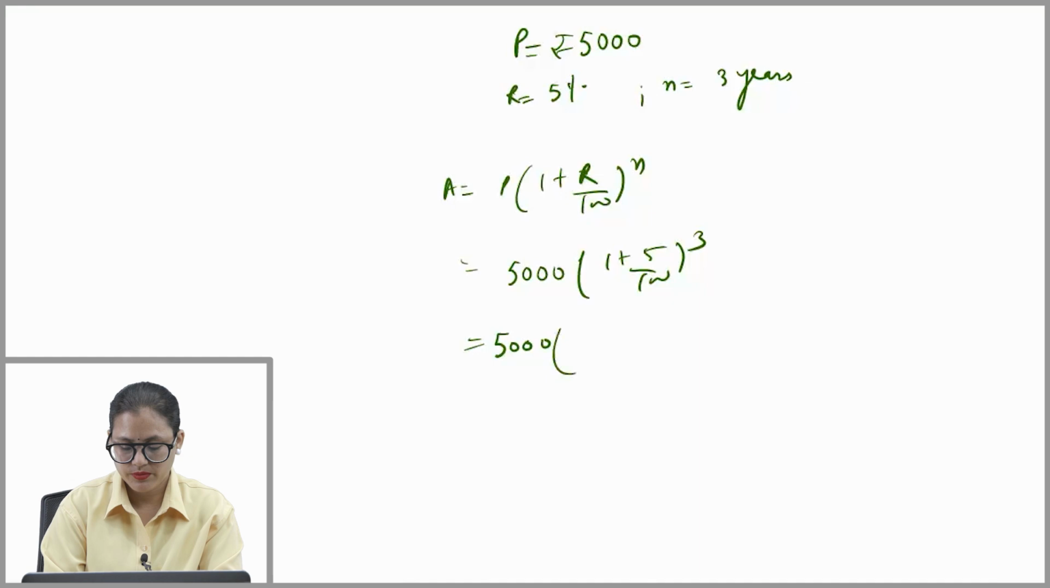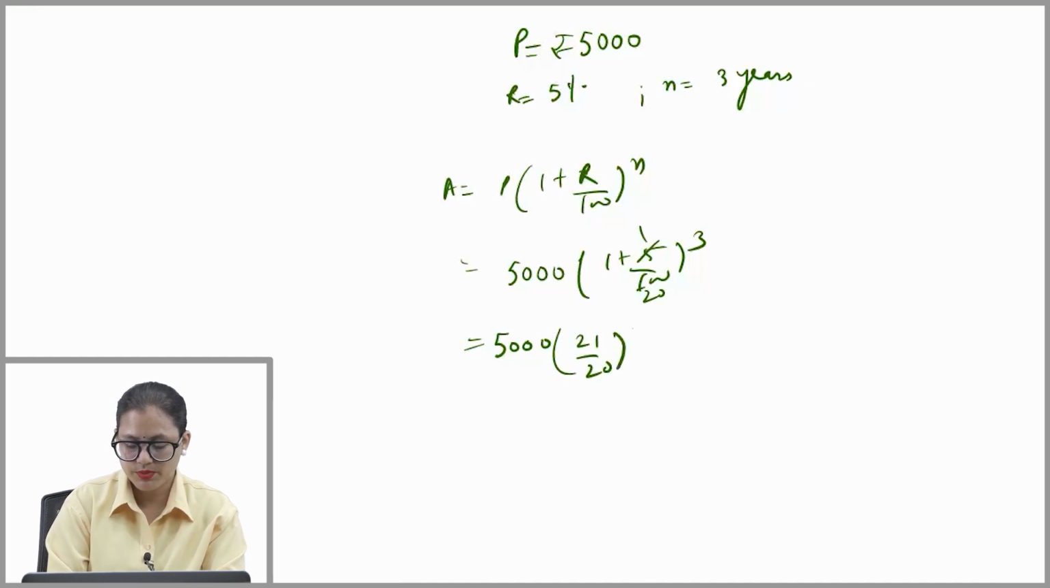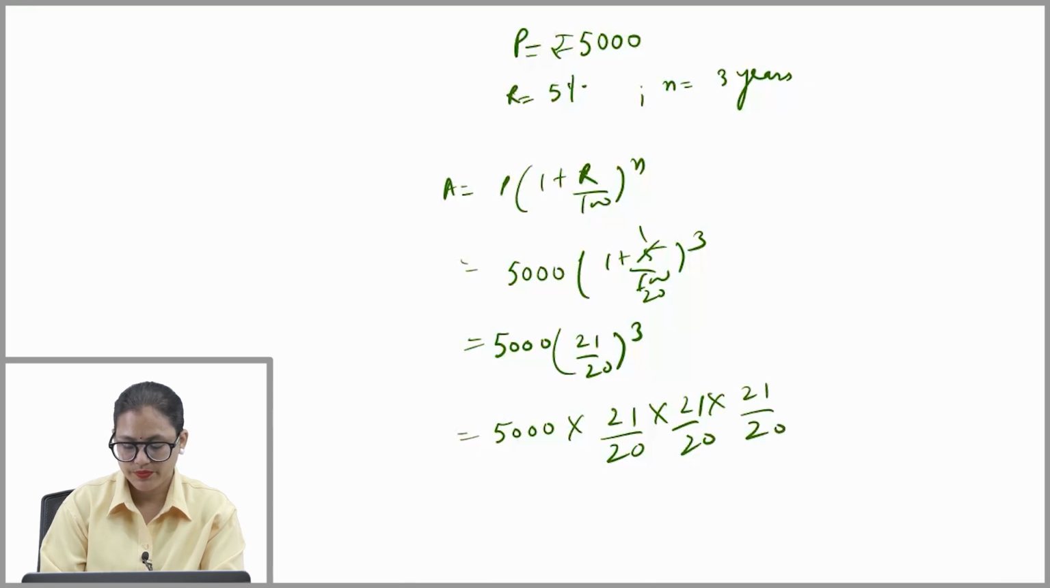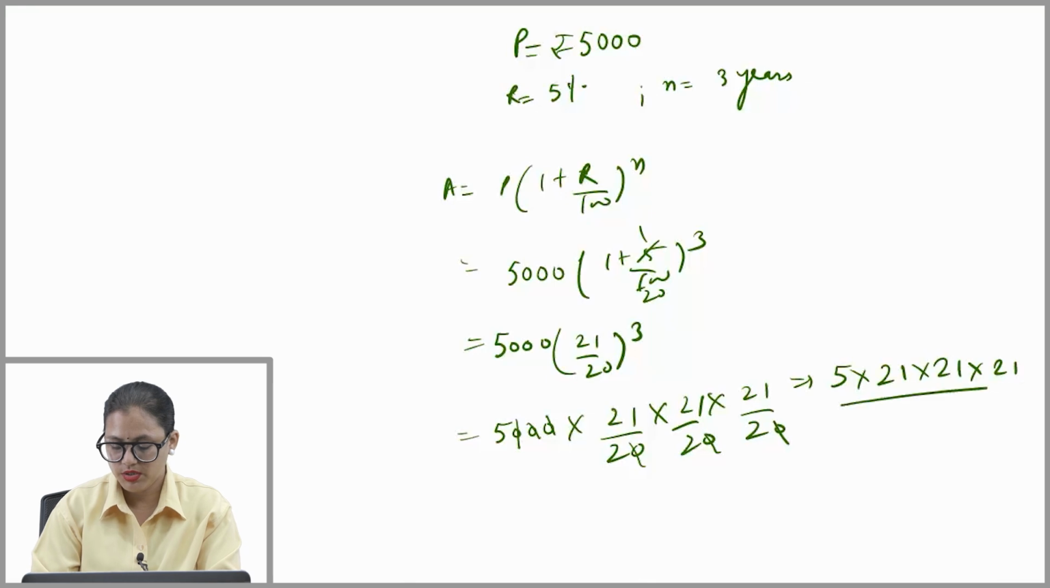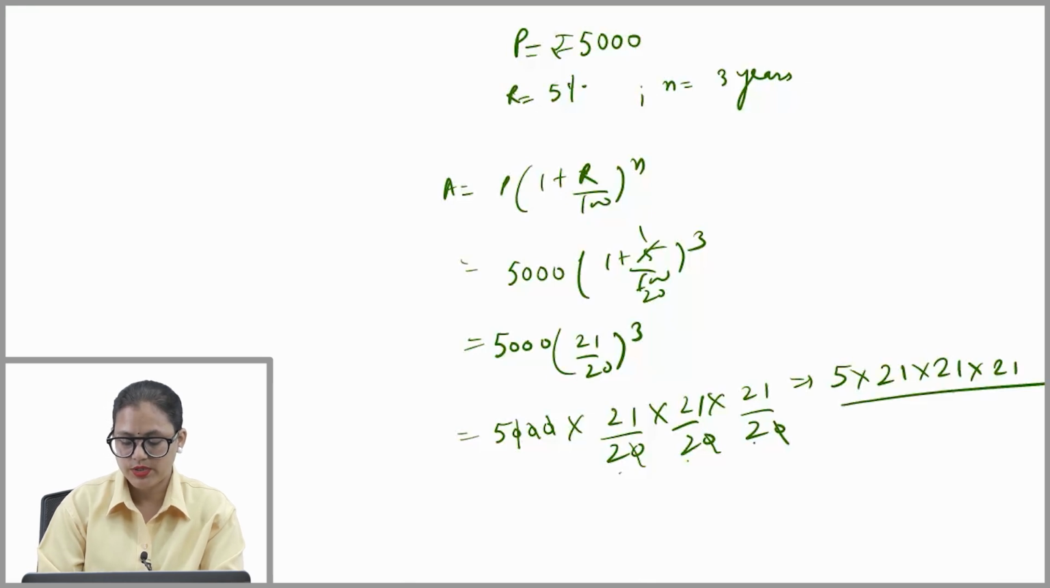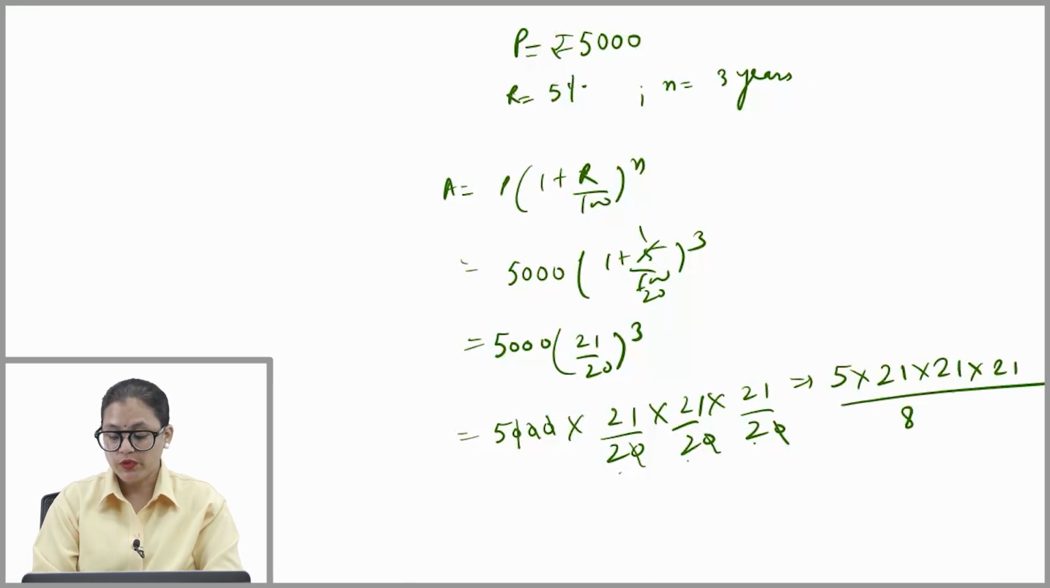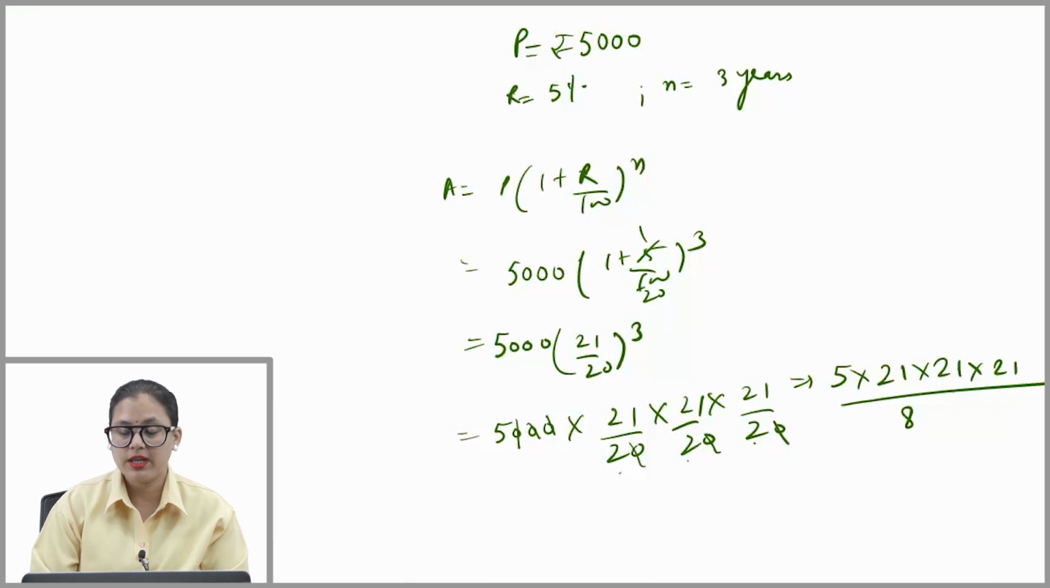5,000, 5 ones are 5, 5 twos are 10, 21 upon 20 raised to the power 3. So 5,000 into 21 by 20 into 21 by 20 into 21 by 20. Okay, now 5 into 21 into 21 into 21 upon 2 into 2 into 2, which is 8. Okay. So you will multiply all these numbers and then divide by 8. In this way you will get the amount.